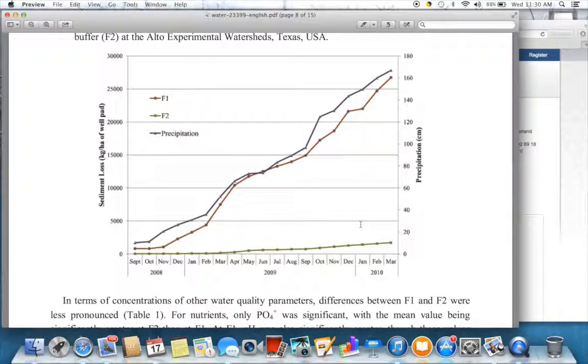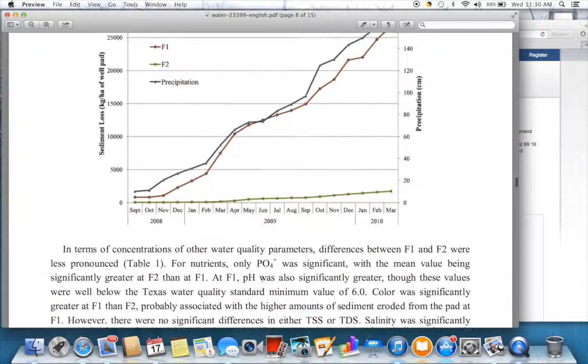This particular chart shows how the red line here, the well pad that was put in the middle of the creek, went up dramatically and pretty rapidly compared to the green line here, the well pad that was not put in the middle of the creek. So you can kind of evaluate the treatment differences just by looking at the graph and wrap your head around what the authors are trying to say.